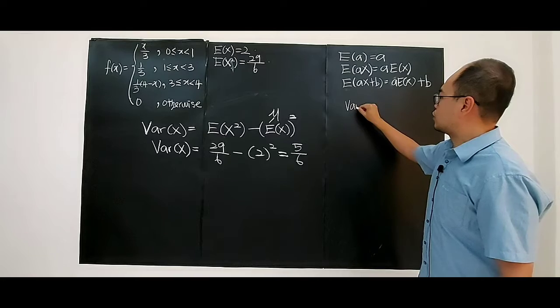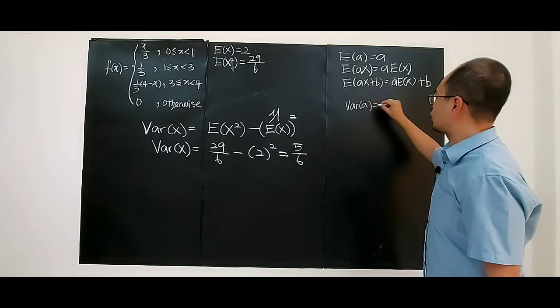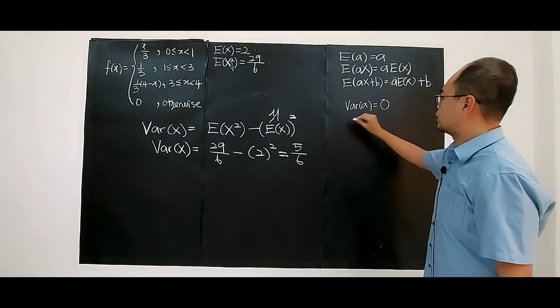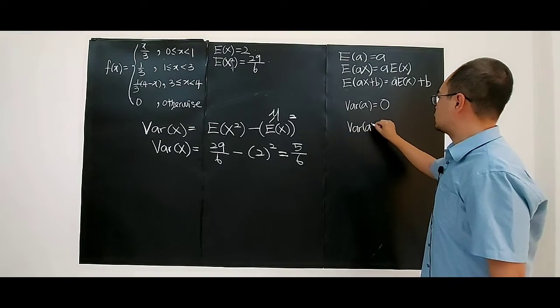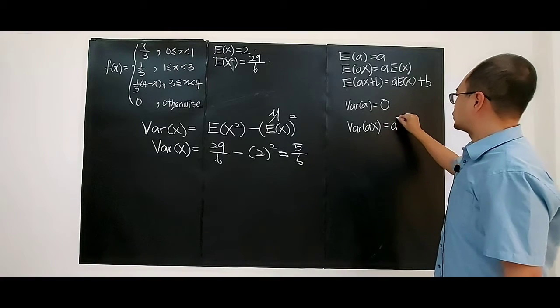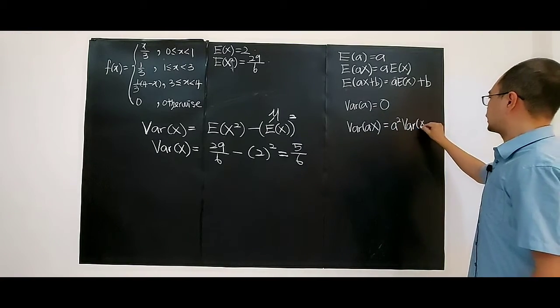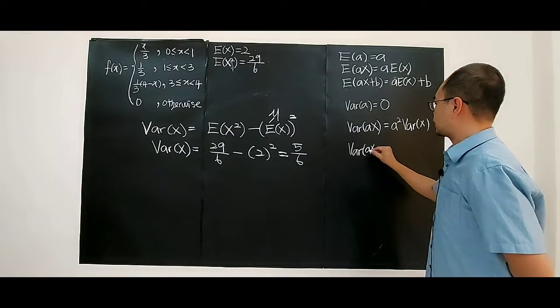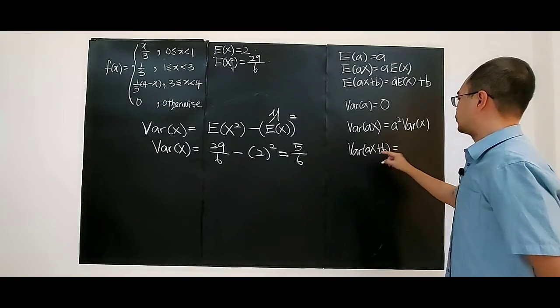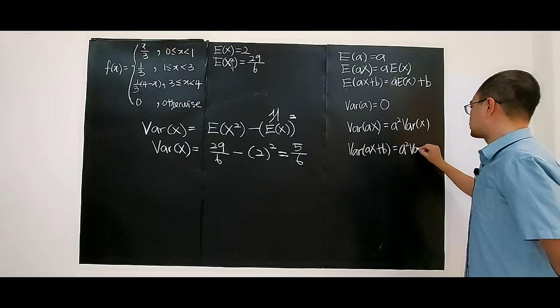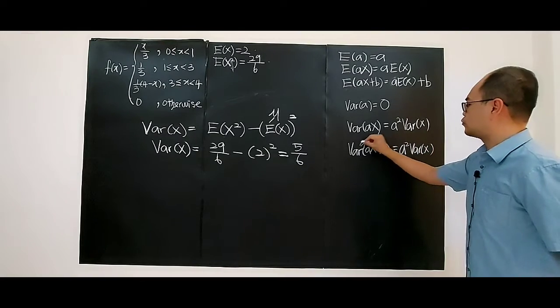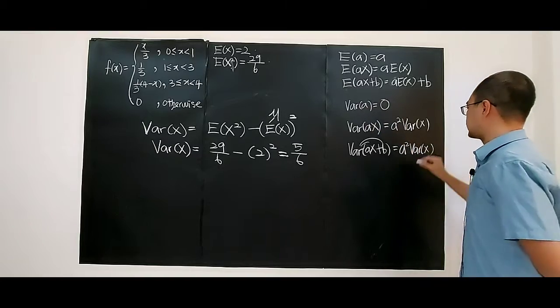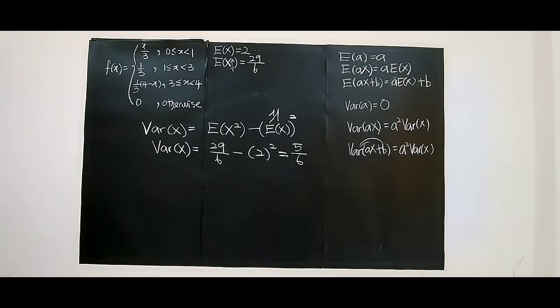If I say the variance of a constant, you are getting 0, right? And the variance of a constant multiplied with x will be a to the power of 2 times the variance of x. So the variance of ax plus b is a squared times the variance of x, and the variance of the constant b is 0. So this you have to jot down. This formula is applicable for discrete random variables and also continuous random variables, right?